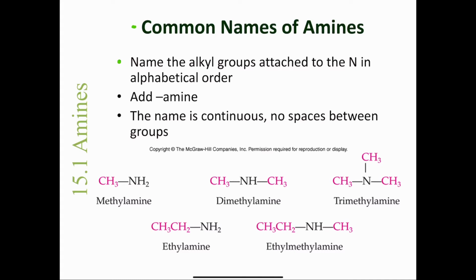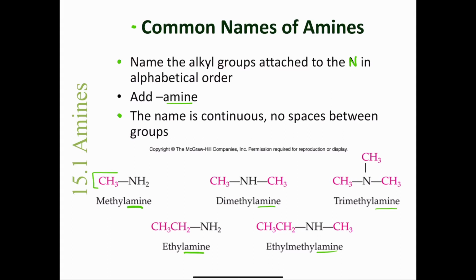When dealing with small amines, common names are very often used by organic chemists. And the rules for common names are that first we name the alkyl groups attached to the nitrogen in alphabetical order, and then we just add the word amine at the end. So you can see that this is a much simpler way than the IUPAC way. It's very commonly used, right? The name is continuous with no spaces between the groups. So you can see that every single compound on this page, they all end with amine, right? That's the suffix for all of them.